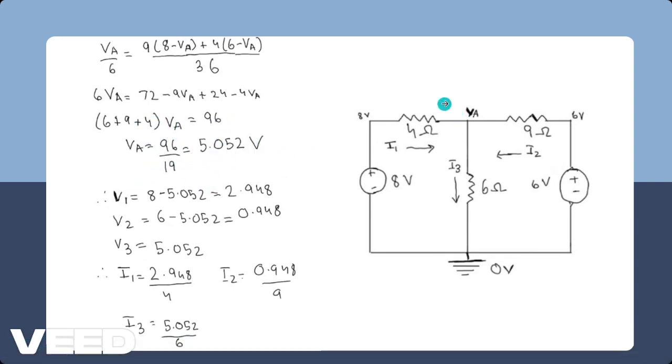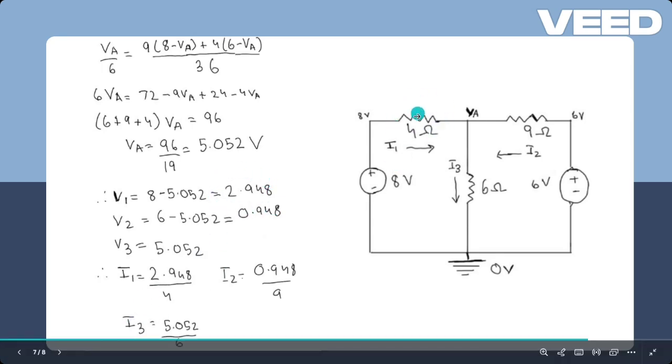Then we go back to the voltage drops, from which we can find V1, V2 and V3. V1 is 8 minus VA, which is 8 minus 5.052. V2 is 6 minus 5.052. And V3 is VA minus 0, which is 5.052 itself. Now, after we get V1, V2 and V3, we can finally get I1, I2 and I3 using Ohm's law, I equals V by R. We put V here, and R is the resistor here.